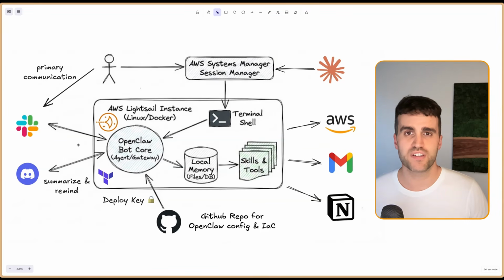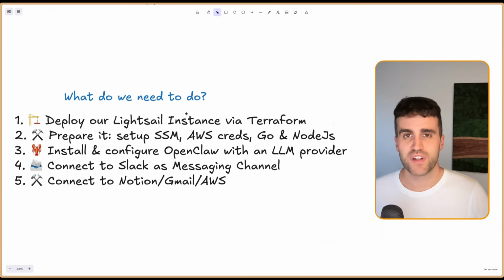We will talk to our agent via a Slack app. If you prefer, you can surely also use Discord or Telegram. We will also connect our agents to AWS, to the Gmail API, and to the Notion API. So what are the things we need to do?